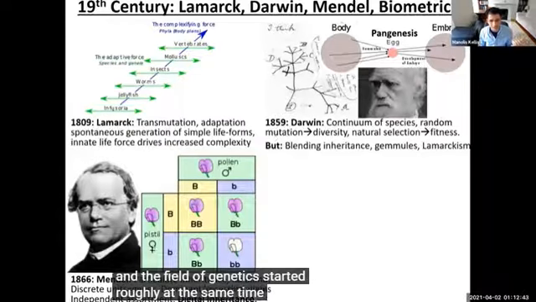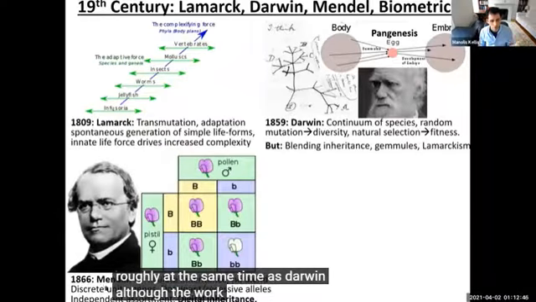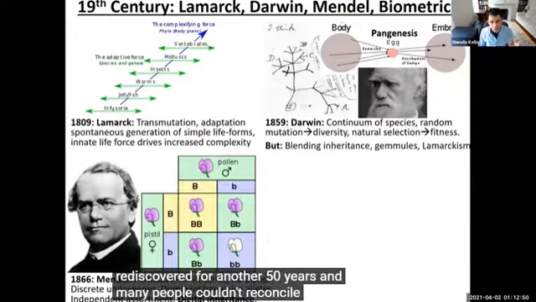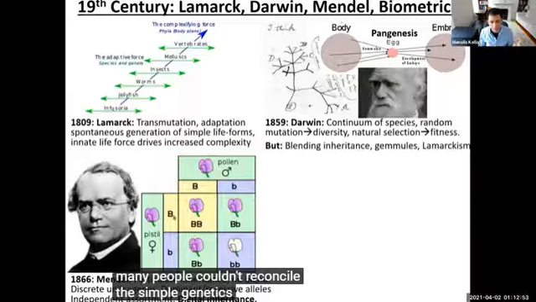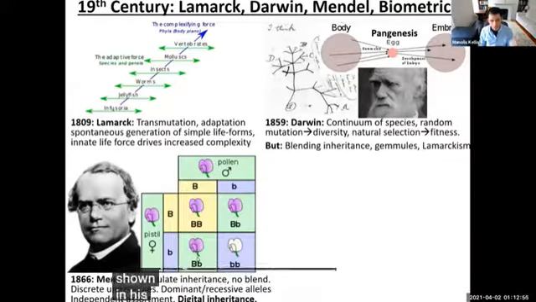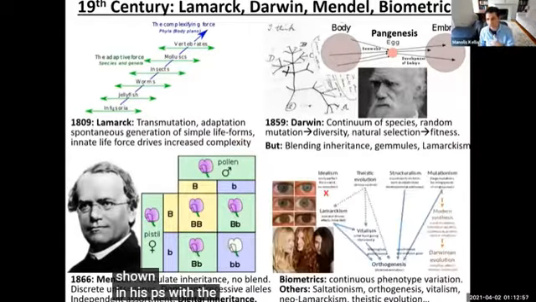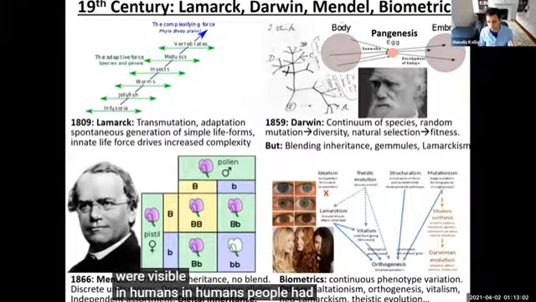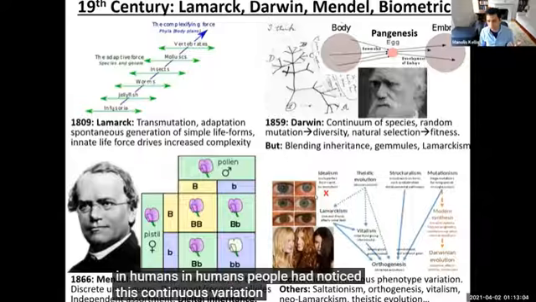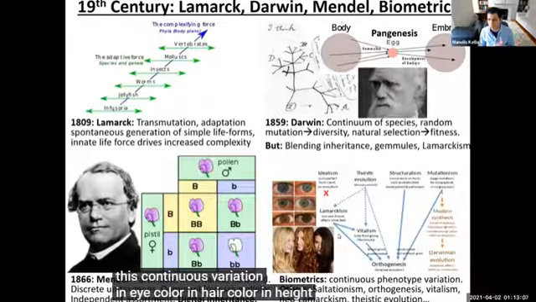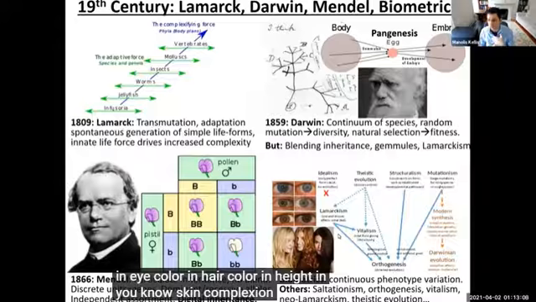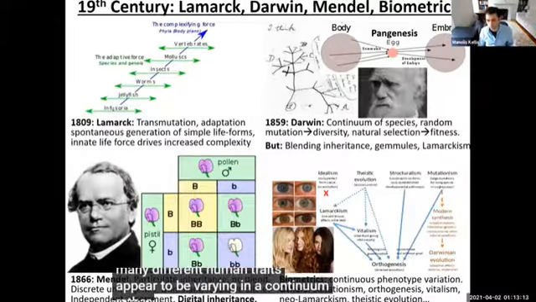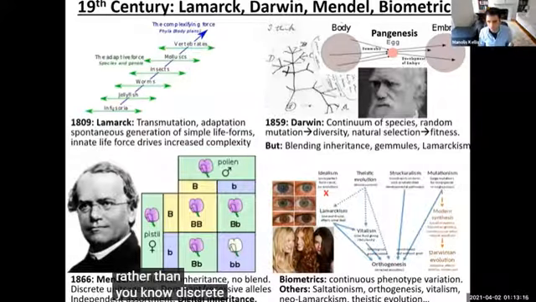And the field of genetics started roughly at the same time as Darwin, although the work of Mendel was not rediscovered for another 50 years, and many people couldn't reconcile the simple genetics that Mendel had shown in his peas with the complex genetics that were visible in humans. In humans, people had noticed this continuous variation in eye color, in hair color, in height, in skin complexion, in so many different human traits appearing to vary in a continuum rather than discrete sets.